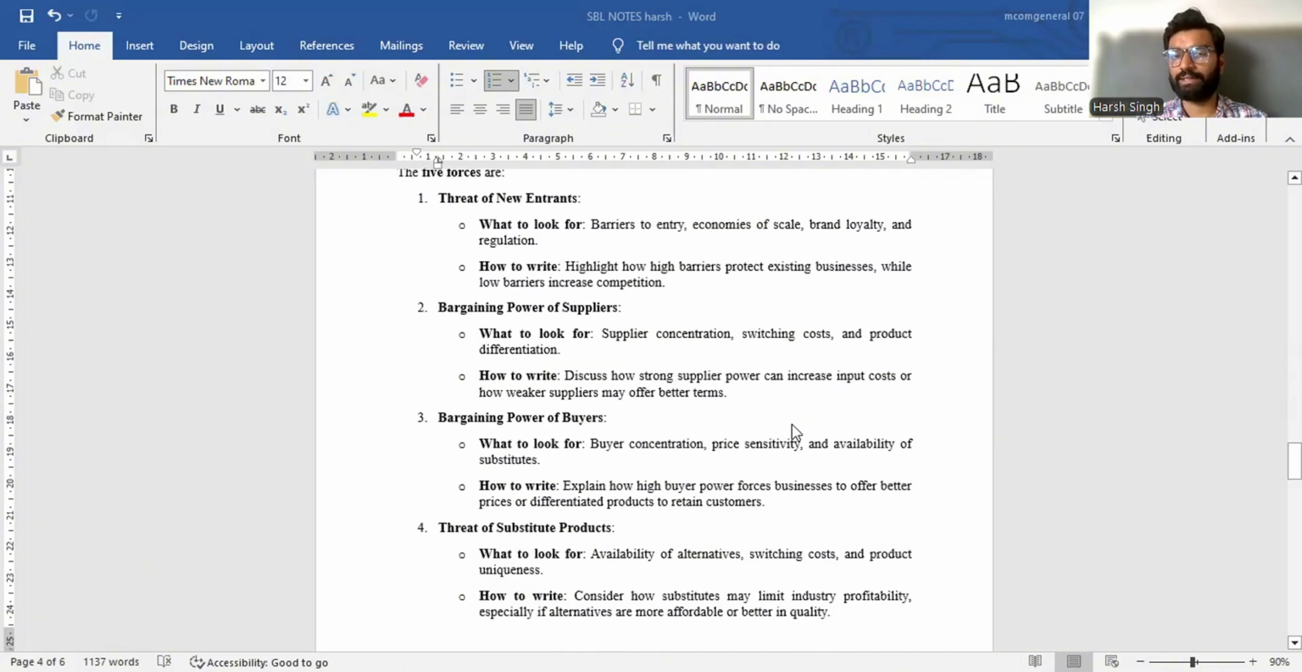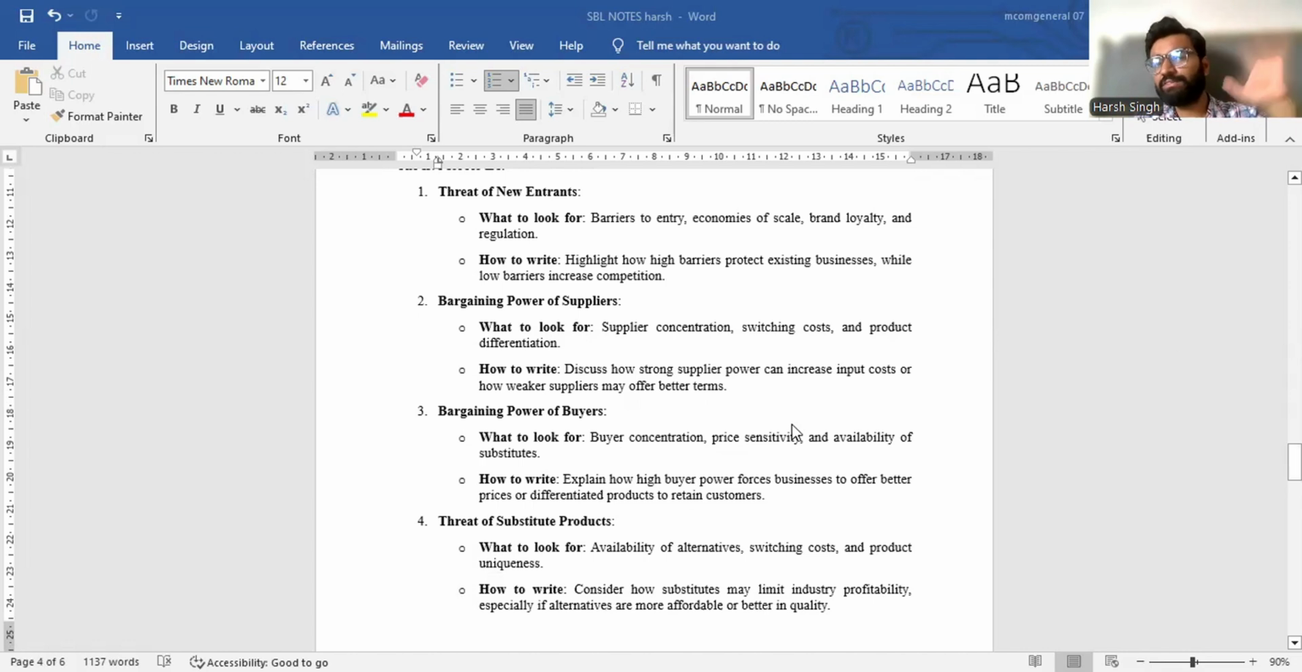Then bargaining power of buyers. We talk about the vice versa of some things that we discussed right now. Talk about the buyer concentration, price sensitivity, availability of substitutes. When I talk about buyer concentration, I'm talking about the people who are ready to buy the goods. If there are a lot of people who are ready to buy your goods, the bargaining power will be low. If there is a very niche market, then the bargaining power will be high.